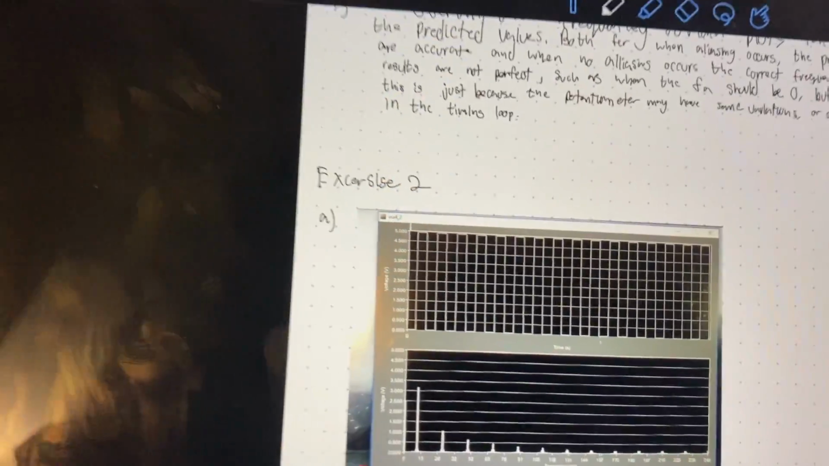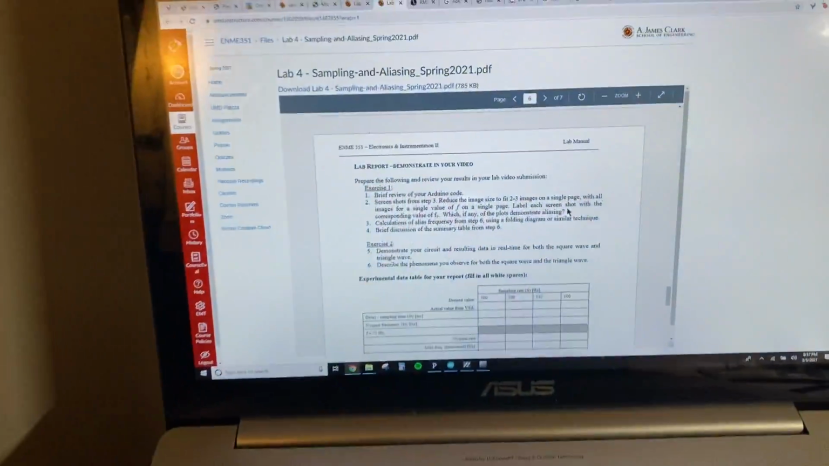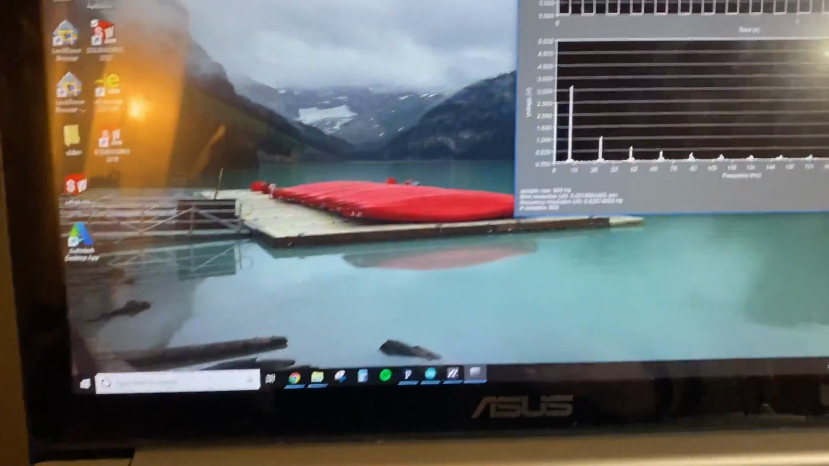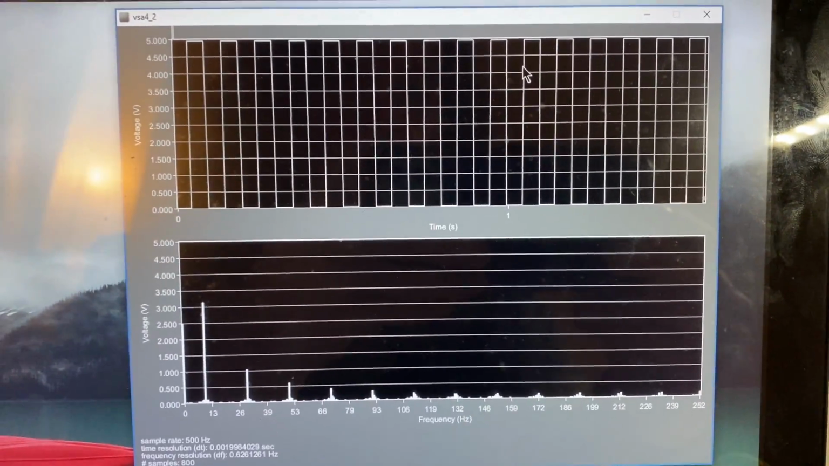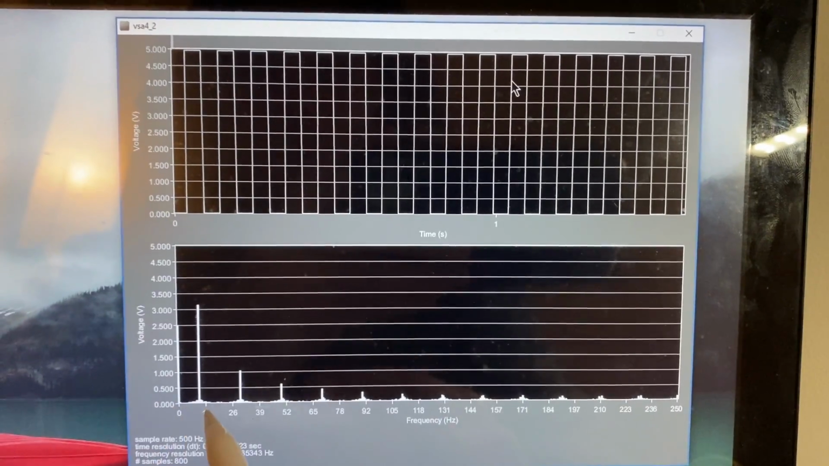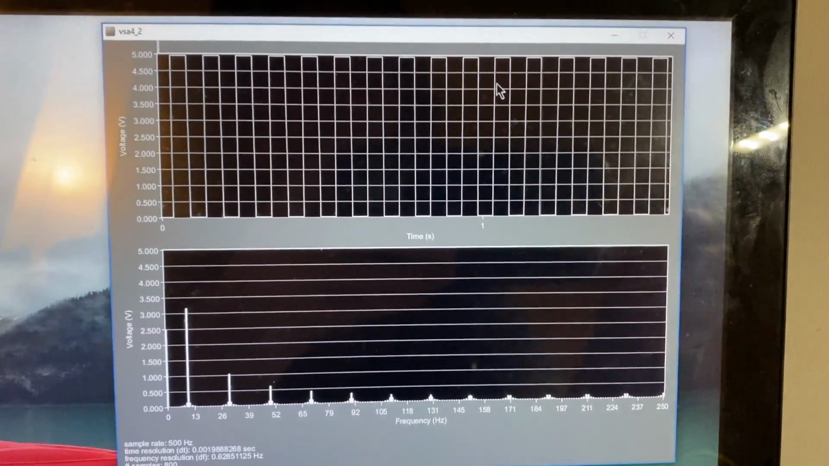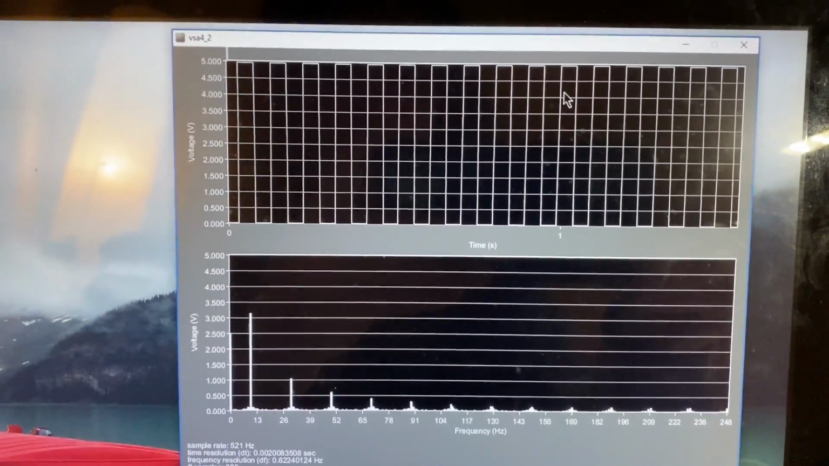Going on to exercise 2, we will look at the square wave here. So you can see 10 Hertz, 30 Hertz, 50 Hertz frequencies present in the frequency domain plot.